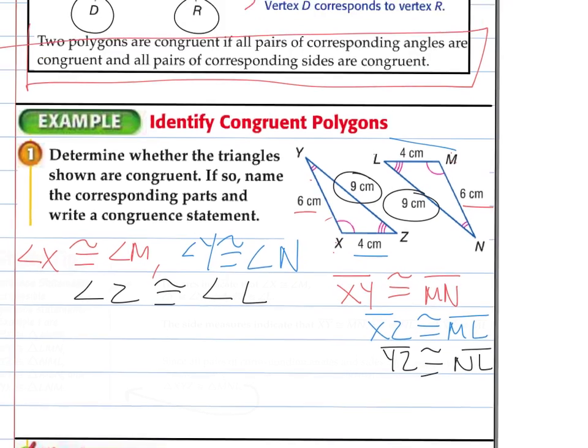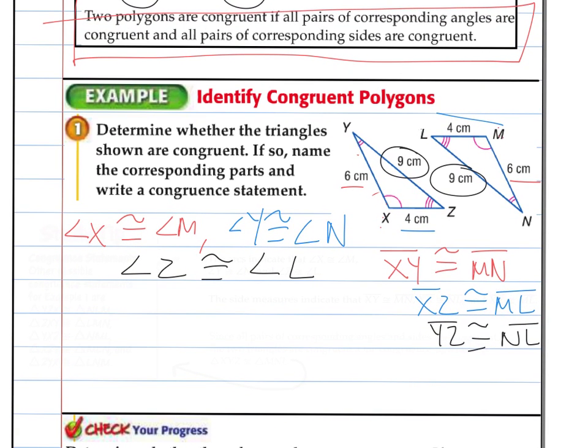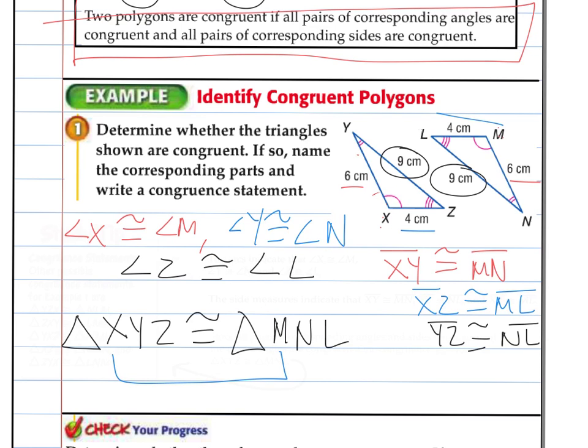Since all of the angles and all of the sides are congruent, I can say that triangle XYZ is congruent to triangle MNL. Again, notice that the corresponding parts are lined up with each other within that congruent statement.